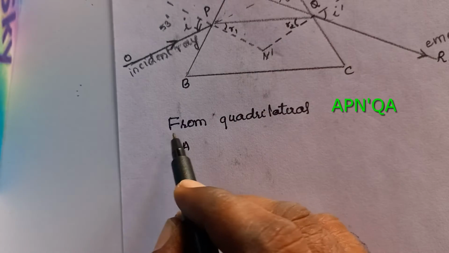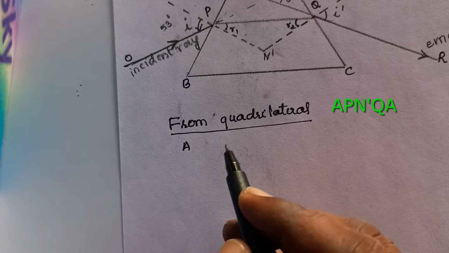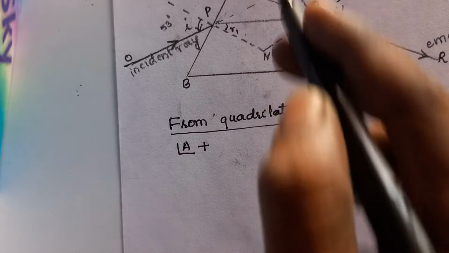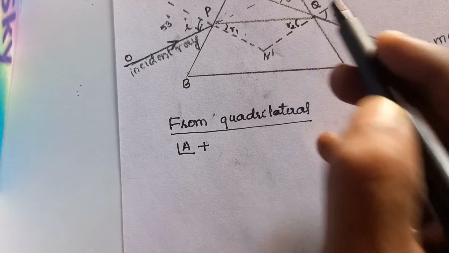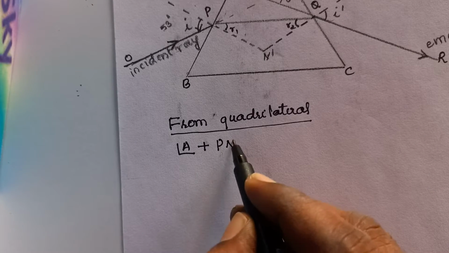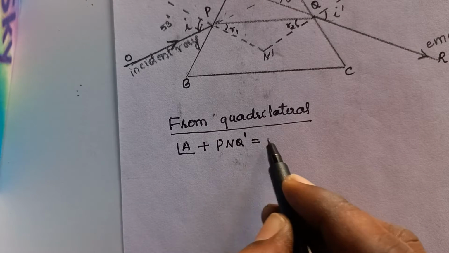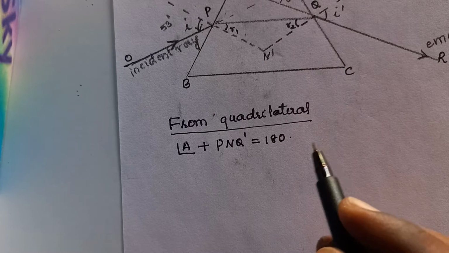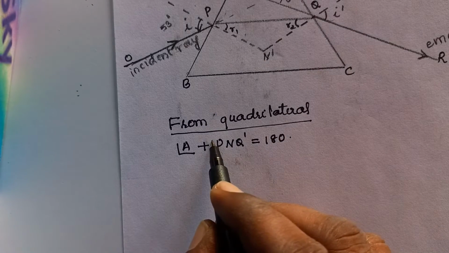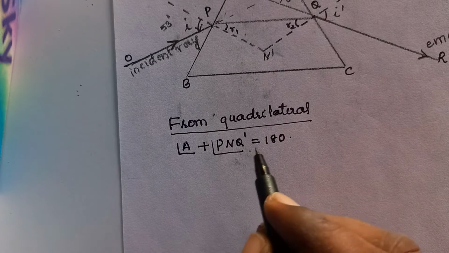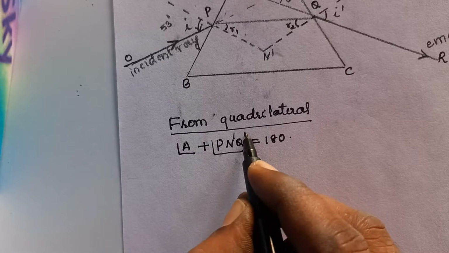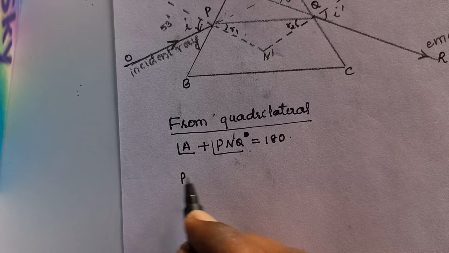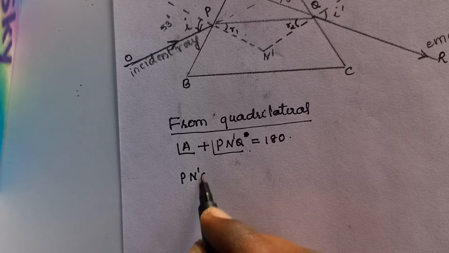So from the quadrilateral, angle A plus angle PN dash Q is equal to 180 degrees. This is angle PN dash Q, it is not Q dash.